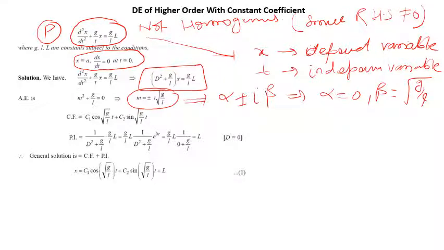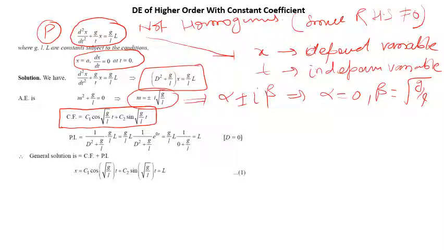The solution becomes c1 cos, imaginary part into independent variable, which is t, not x. c1 cos square root of g by l into t plus c2 sin square root of g by l into t, right? This is equal to CF, not x. X is the dependent variable, but this is not equal to x. Why? Since RHS is not 0. If RHS equal to 0, then this CF becomes x.